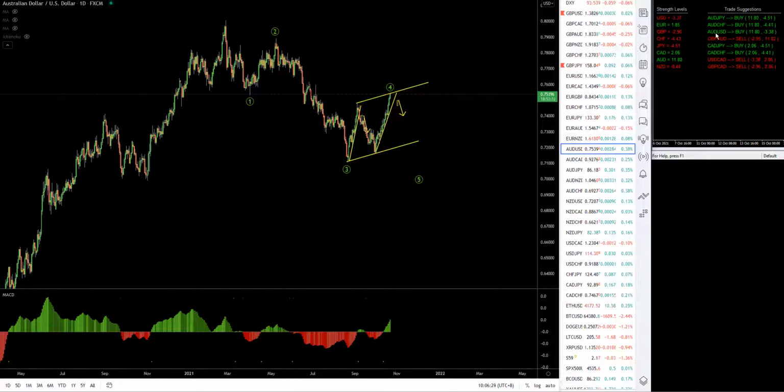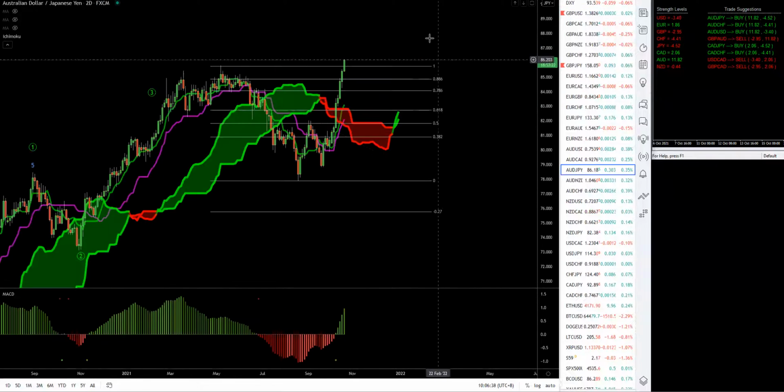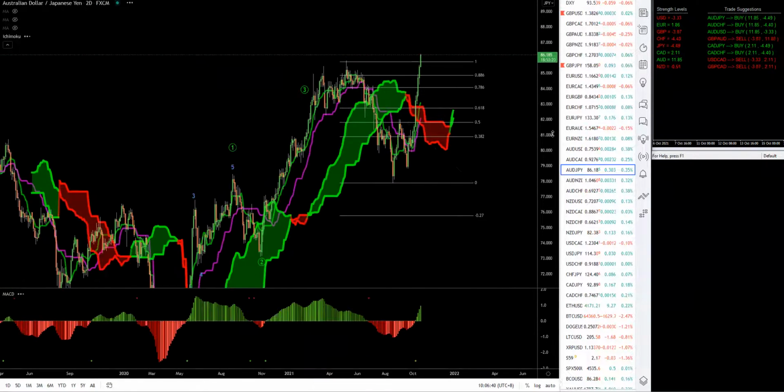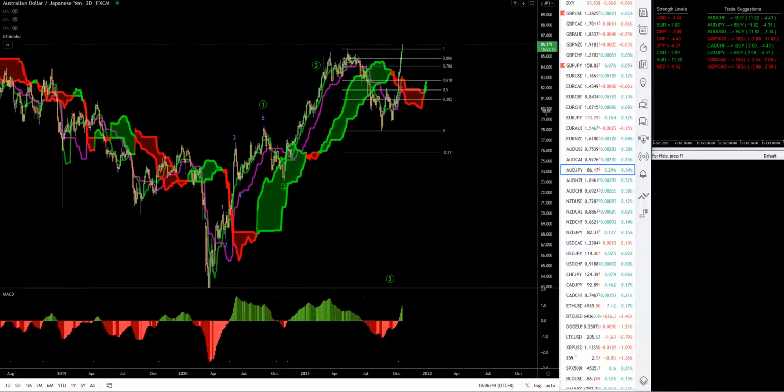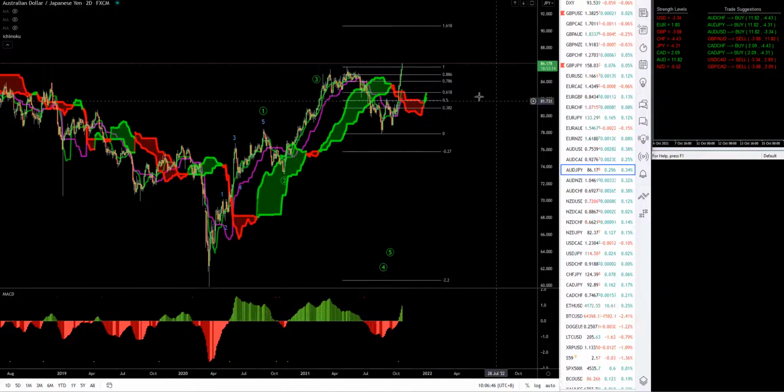So that's the Aussie. We could look at Aussie yen. Let me just put this to pound, we're going to come back to it later. Aussie yen, they're all showing strength. So this week is all strength on the Aussie and on the Kiwi. They're all showing strength, right?